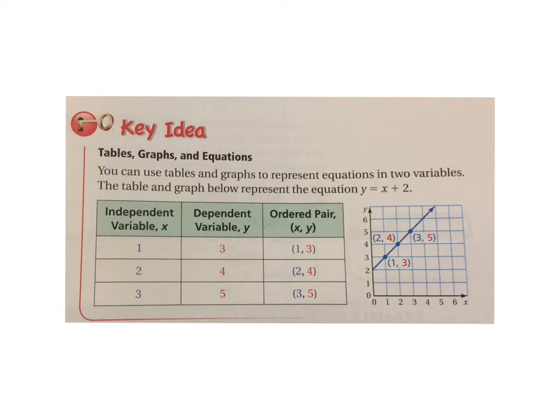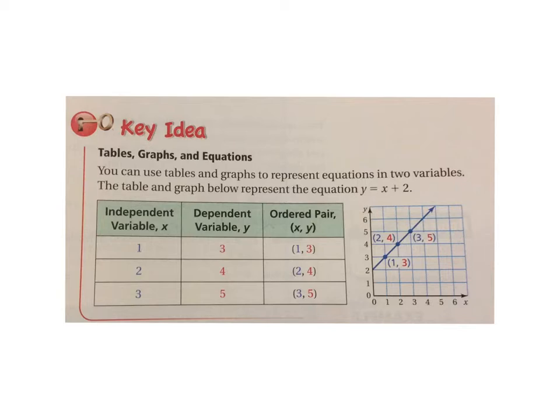Hello, sixth graders. This is the second part of lesson 7.4, writing equations in two variables. The first half of lesson 7.4 talked about solutions to equations in two variables and which variable was the dependent and which was the independent variable. That's what we talked about in our last video. In this video, we're going to talk about how to graph equations in two variables.